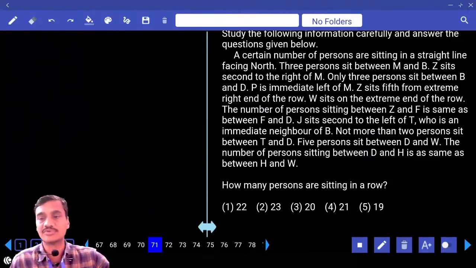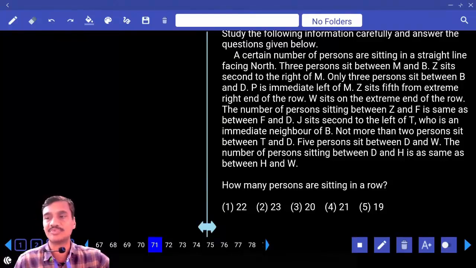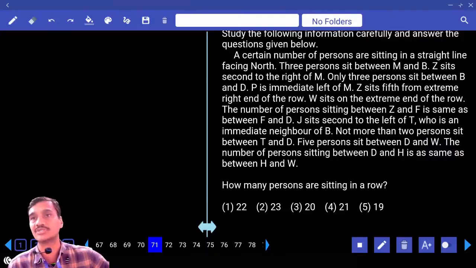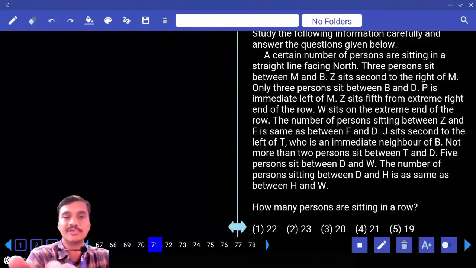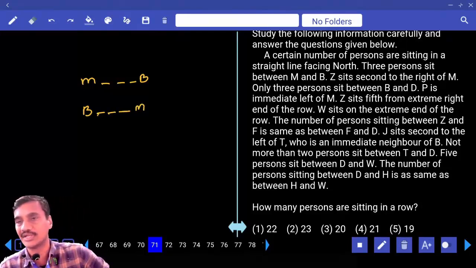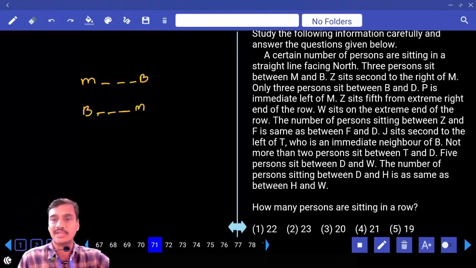Now in this 71 to 73, a certain number of persons are sitting in a straight line. All the persons are facing which direction? North. And 3 persons sit between M and B. How many persons are there between M and B? There must be exactly 3 people. Now if M is here, with 3 people between M and B, B is here. Or if B is at this place, 3 people between M and B, 1, 2, 3, M is here. Is that right? Now whether M is to the right-hand side of B or to the left-hand side.